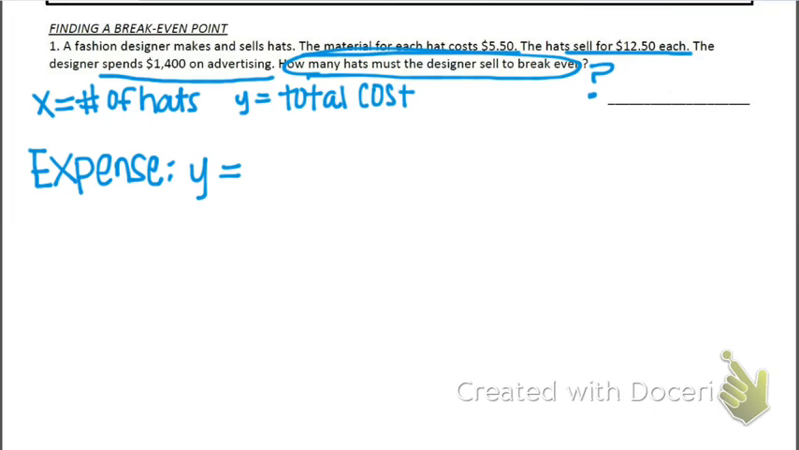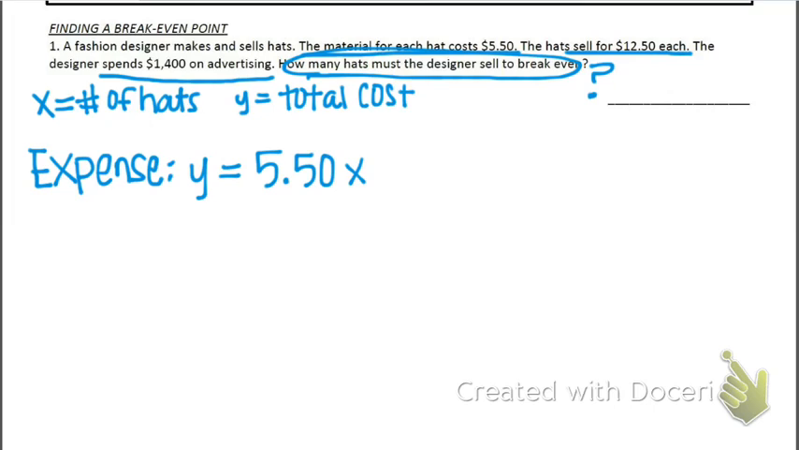And what is one of her expenses? Who can tell me one of her expenses? Jen, what's one of her expenses? The materials for each hat. How much does she spend on each hat for materials, guys? $5.50. So it's going to be $5.50 per hat. So that means times x, the number of hats, right?